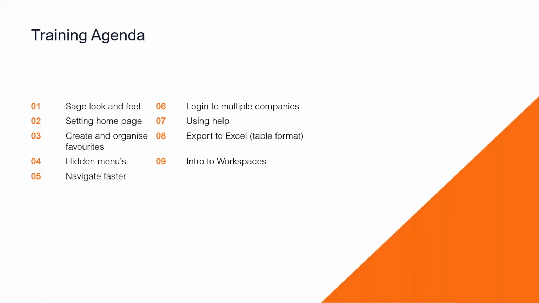So we'll have a look at the look and feel. We'll look at homepage options and favorites, little hidden menus that you find on the right click, and things that you don't visually see straight away, things that help you navigate faster, logging into more than one company, a little bit of guidance on the best way of using the help, and a little function of exporting to Excel, which they added in one of the older versions that came out, and a little look at Workspaces. Workspaces is how you inquire in the system. We'll make sure people are using them, because it's a much faster way to search for things.